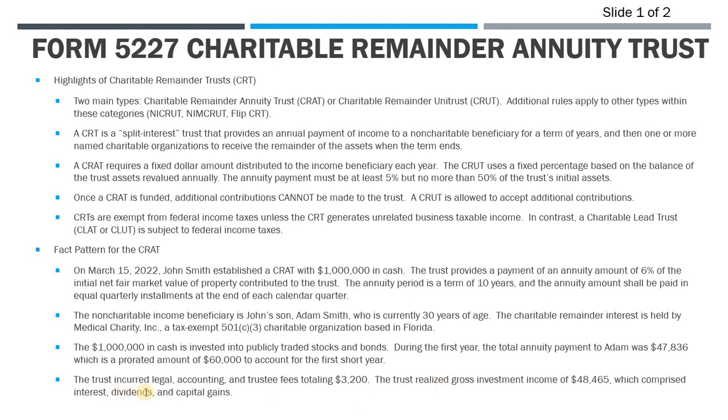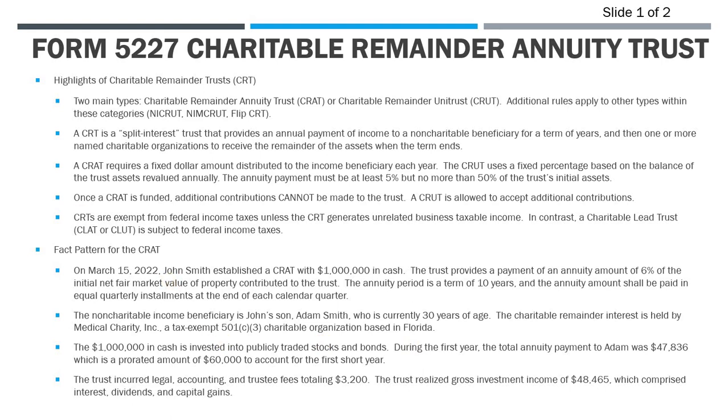Now, on the expenses side, the trust had some legal, accounting, and trustee fees, about $3,200. And then when the trust looked at its 1099, it sees that it has gross investment income of $48,465, which comprised interest, dividends, and some capital gain earnings.